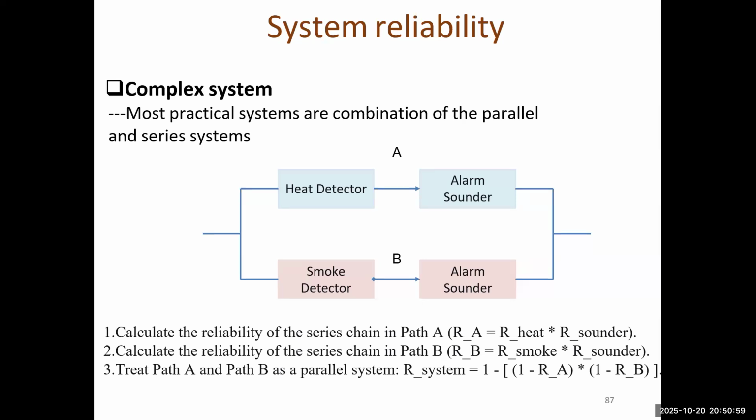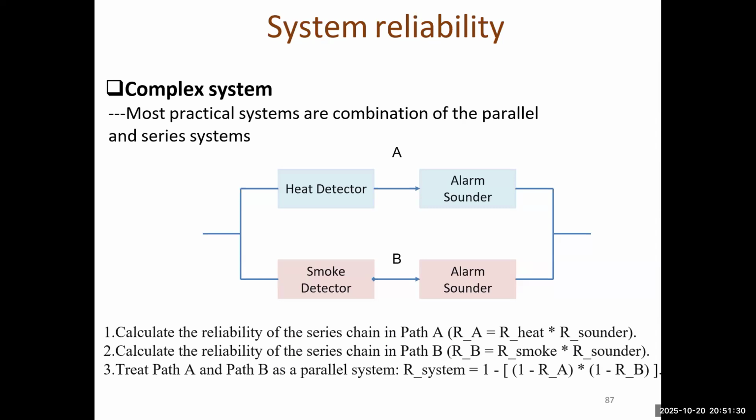So when we consider a more robust fire suppression system, it might have 2 independent detection paths. Path A is the heat detector and the alarm sounder, working in parallel with another path, path B, which has the smoke detector and the alarm sounder. So what will be the reliability of this complex system? How can we calculate it?